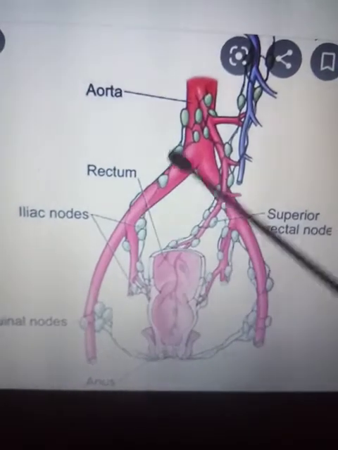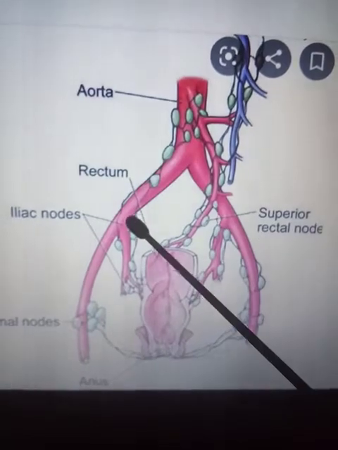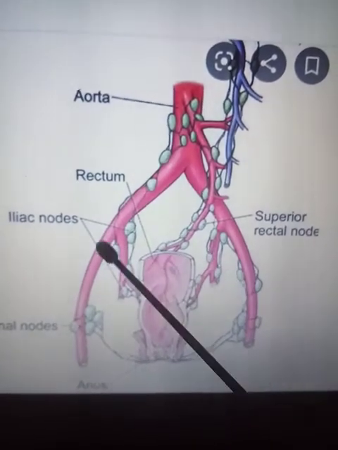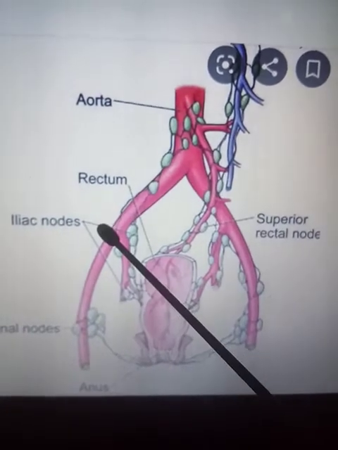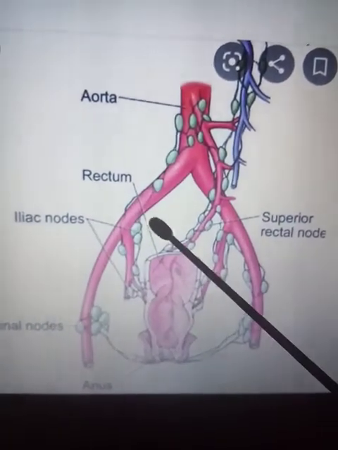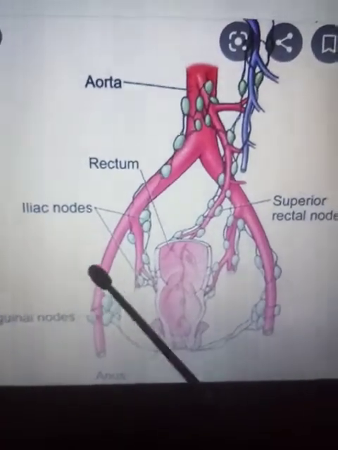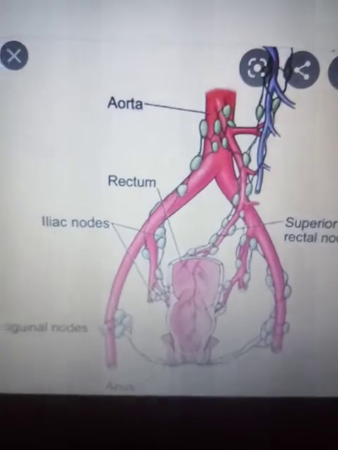Lymphatics from the lower half pass along the middle rectal vessels and drain into the internal iliac nodes. The upper part drains into the inferior mesenteric nodes along the superior rectal vessels, the lower part drains into the internal iliac nodes, and the lowermost part drains into the inguinal nodes.